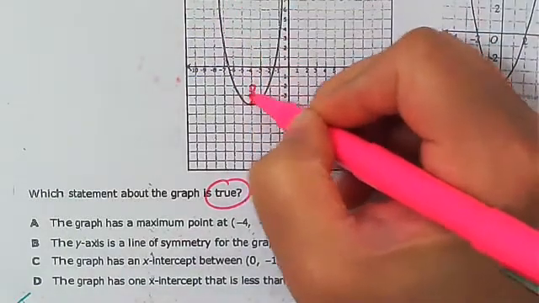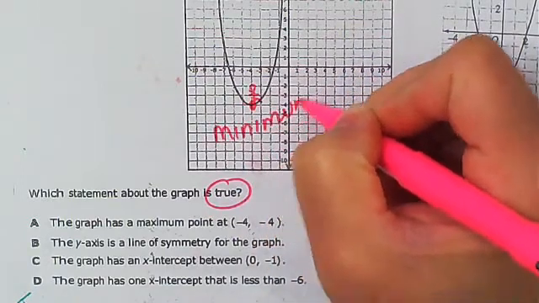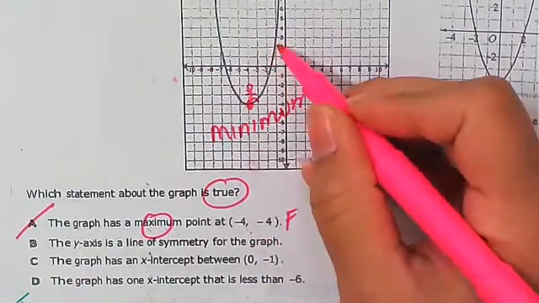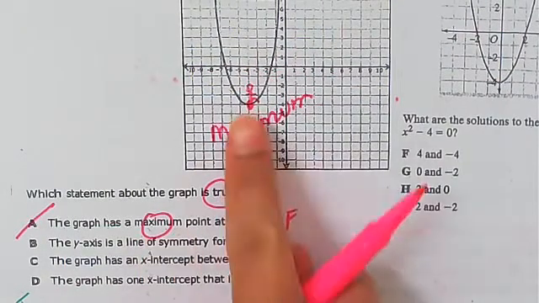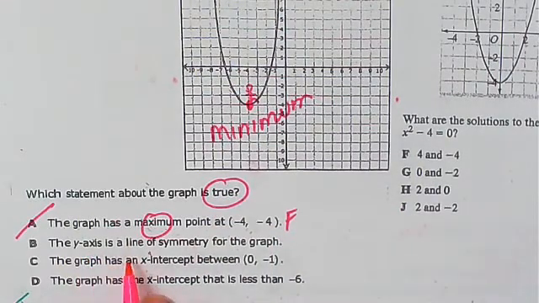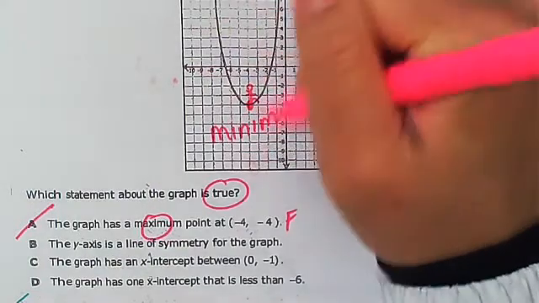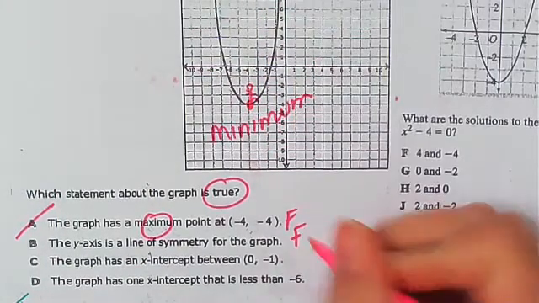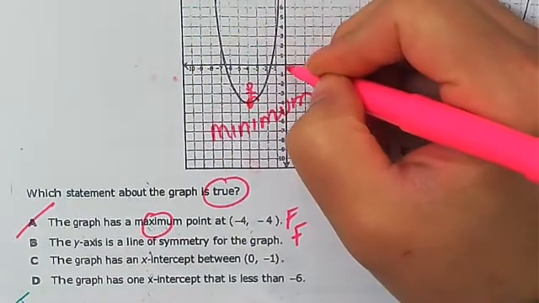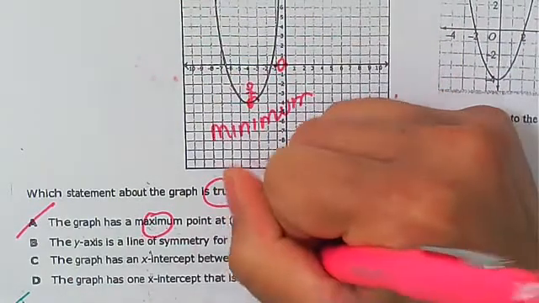The graph has a maximum point. First of all, when it opens upward like that, and you're walking, and you fall, that's not a maximum. You're at the lowest point. This is a minimum. So this word makes this false. I don't care that it's the right numbers, -4, -4. The fact that they called it a maximum and it's a minimum, that's false. And I'm looking for true. The y-axis is a line of symmetry. The y-axis is the one cutting it perfectly in half? No, no way.